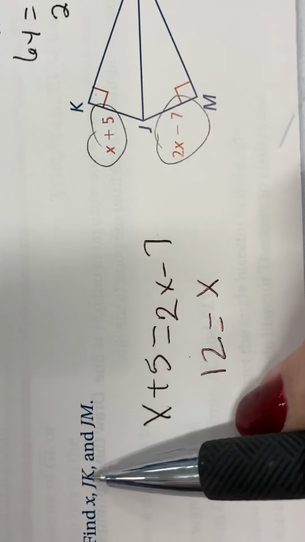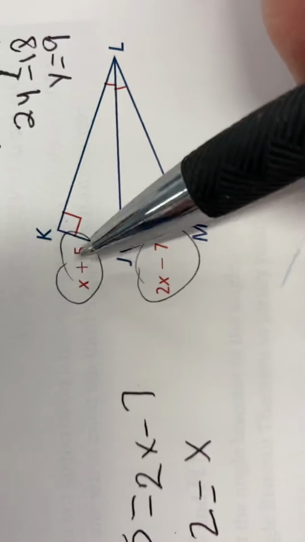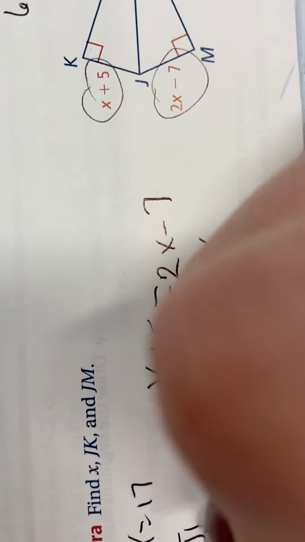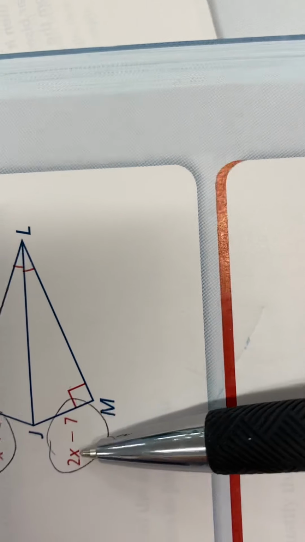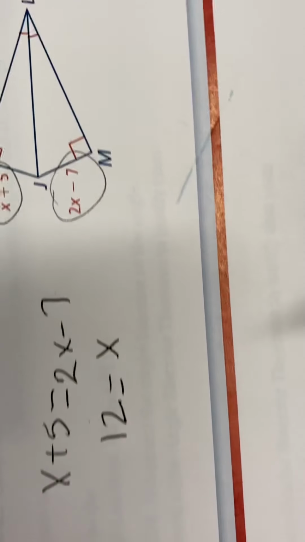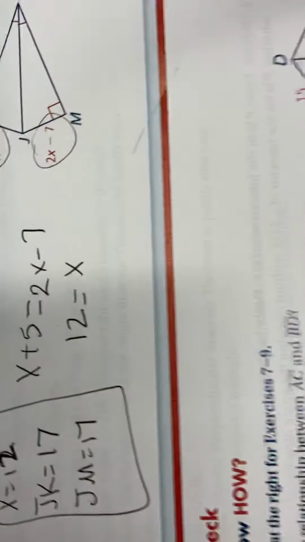So x was 12. Now to find the length from J to K and J to M, knowing they should be the same, take 12, plug it in here. 12 plus 5 is 17. So x equals 12, JK equals 17, and when I plug it in here, we should also get 17. So 2 times 12 is 24, and 24 minus 7 is 17. So J to M is also 17, and there's your answer.